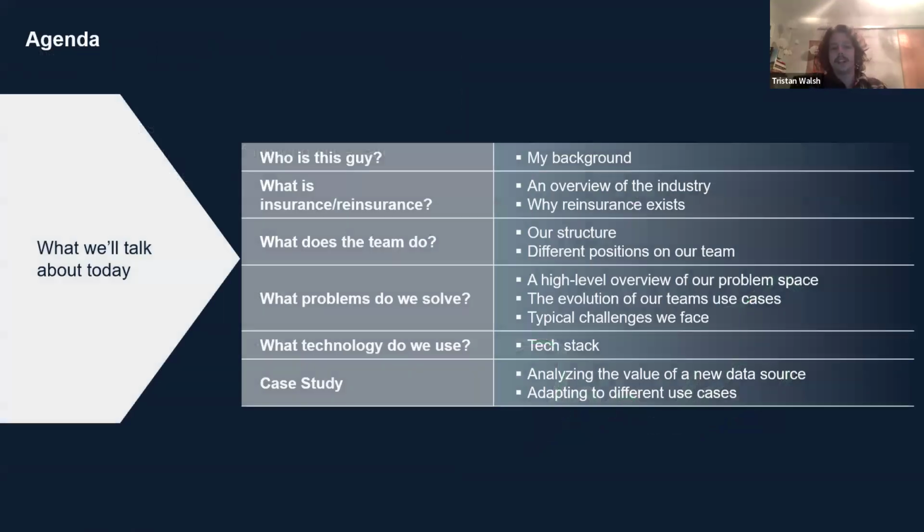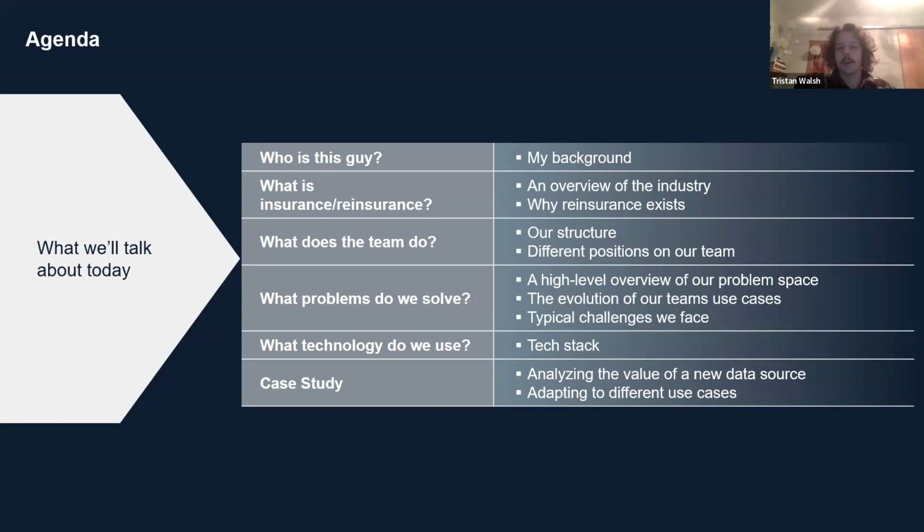So here's the agenda we're going to go through. I'm going to start off with who I am: a little bit about my educational background, work experience, and how I ended up in the role I'm in now. And then I'm going to talk through what insurance and reinsurance are, which is the industry that I work in.